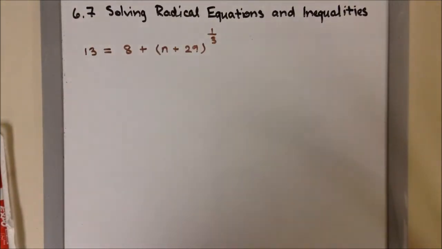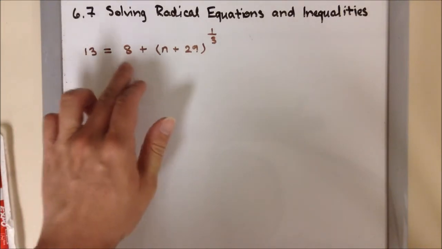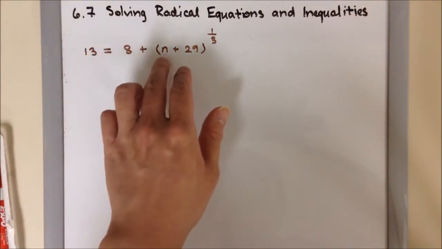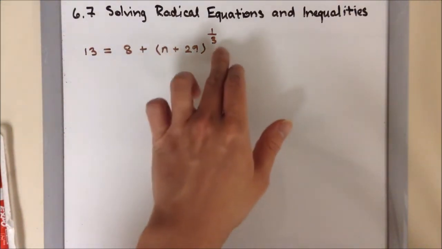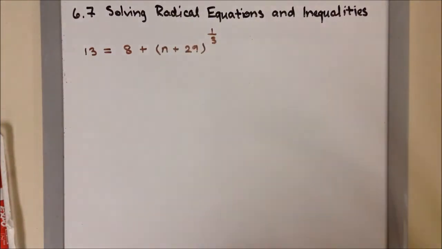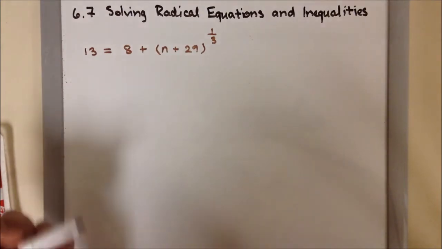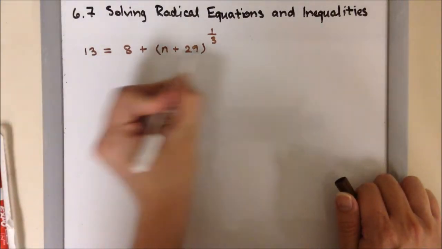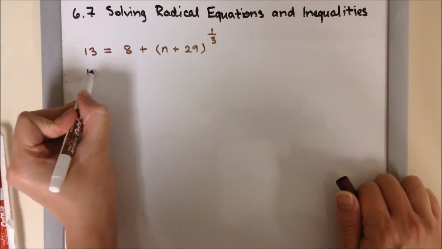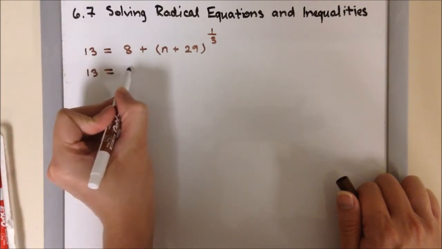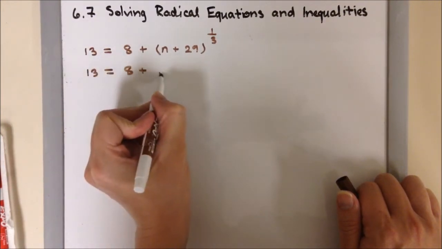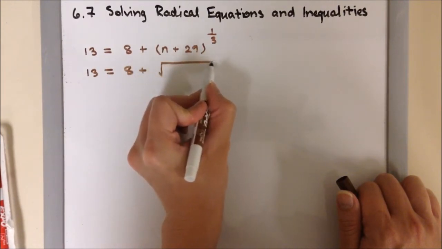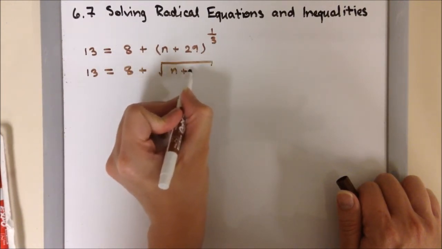In the second example, we have 13 equals 8 plus, where it's n plus 29 raised to the 1/3 power. When it's being raised to the 1/3 power, we can convert that into the radical form, which is also known as the cube root. So when I convert it into the radical, this is what it's going to look like. 13 equal to 8 plus, inside the radical will be n plus 29.